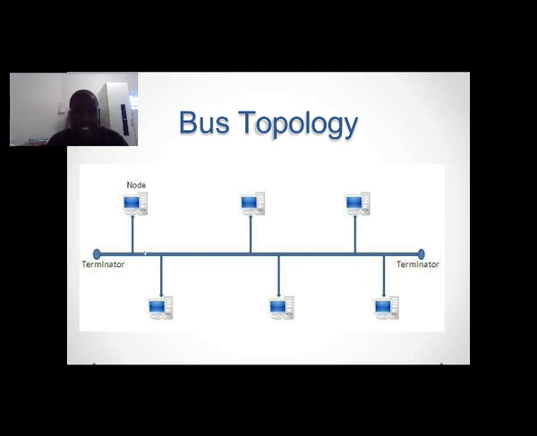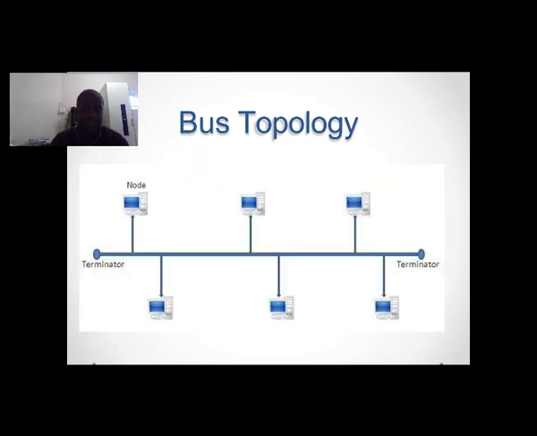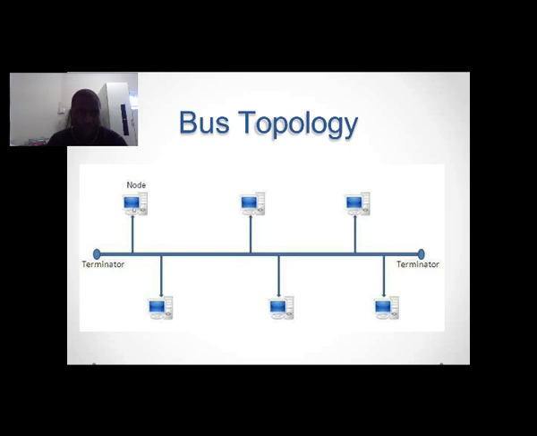So this data will go through this cable until it reaches this computer, and then the tap will open, right? So we said that we have the drop line, and remember we said the drop line is the connection between devices and the cable. So this line which connects the device and the main cable is called the drop line. The drop line is used by the device to transmit data into the cable, and then the cable transmits that data to the required computer.